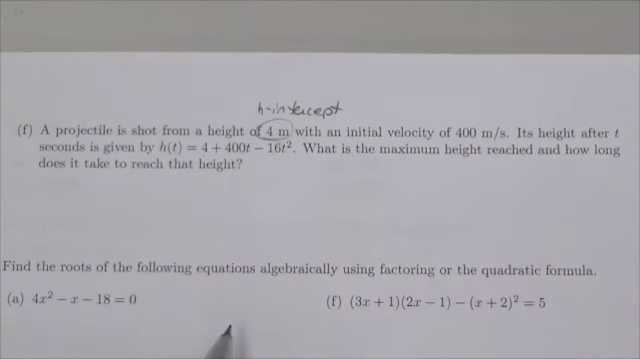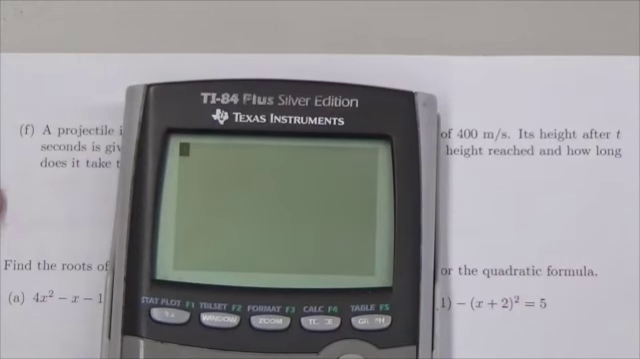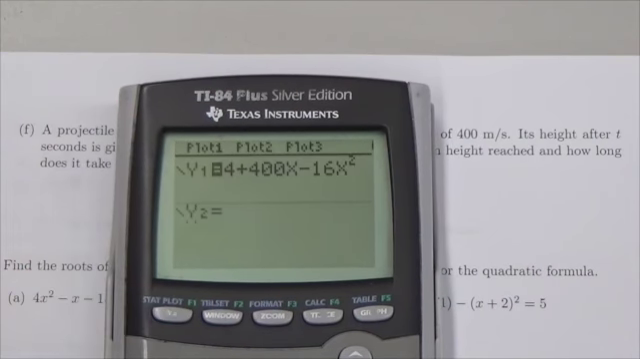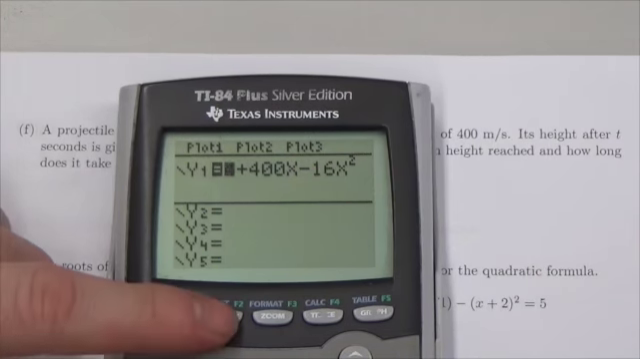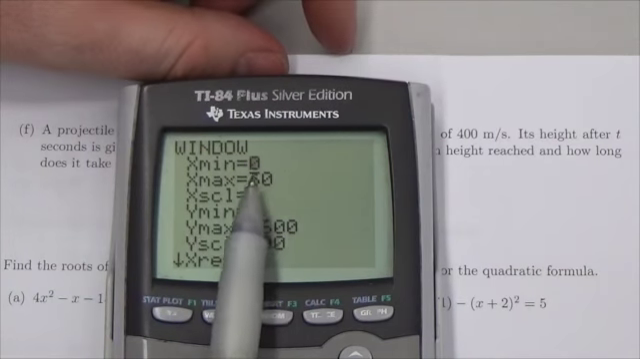Now, what's the maximum height reached? A question like this, the expectation is that you're going to use your calculator to do this. So I've already plugged this into the calculator. So there's our function, 4 plus 400x minus 16x squared. Now, I had to play with the window settings a little bit because they're not obvious, and that's okay.